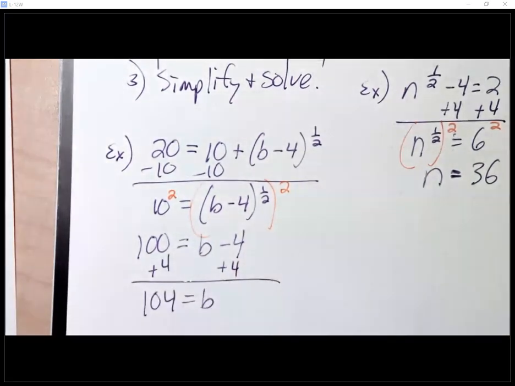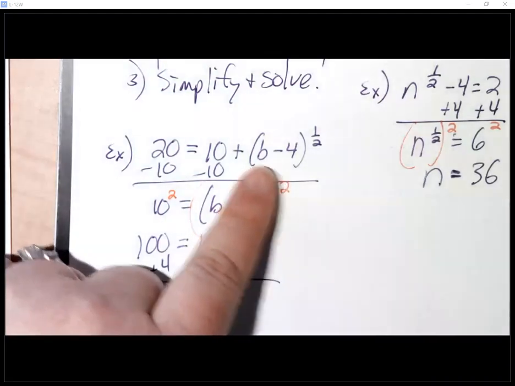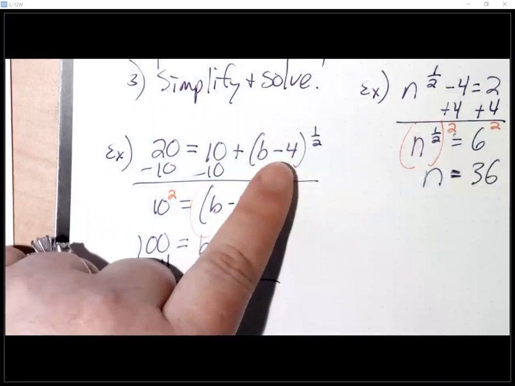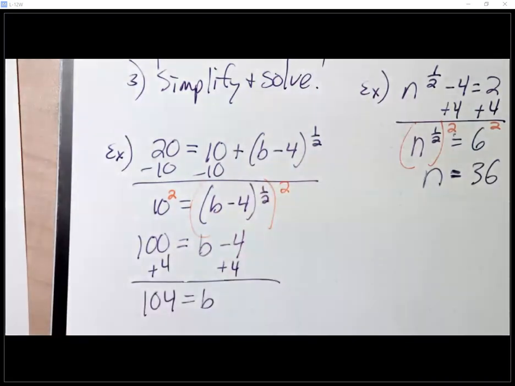By the way, don't forget, because math is awesome, you can take these answers and check them. If I take 104 and pop it back in, 104 minus 4 is 100. 100 to the 1/2 power, remember that's the same thing as the square root, so it's just 10. 10 plus 10 is 20. Yes, that works. Thanks, math, for being so kind.